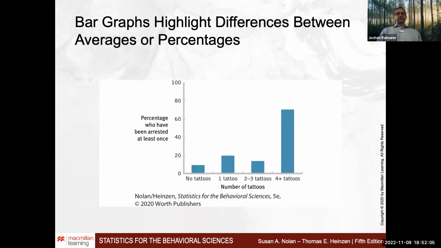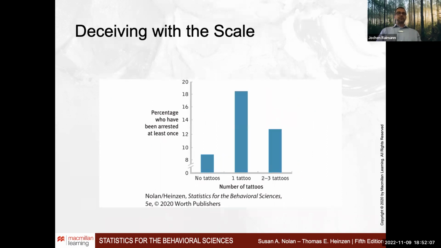Bar graphs highlight differences, but they can also be used to deceive by having discontinued axes. Always make sure you understand this. It's not well visible here, but basically it's a discontinued axis. Always make sure that you understand all aspects of the graph because it can be misleading.